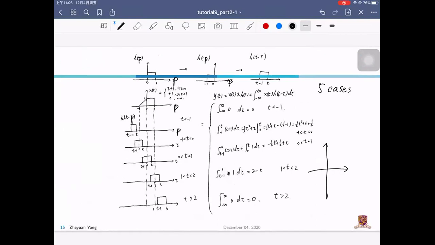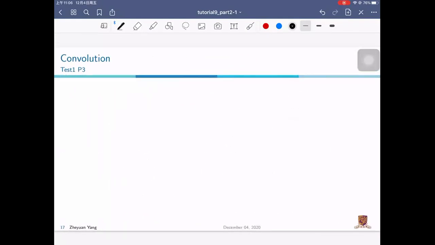you will also have the same from minus 1 to 0. It is 1 over 2 t squared plus t plus 1 over 2. So we have 1 over 2 here. And when t is equal to minus 1, it is 0. And from 1 to 2, we have 2 minus t, so it is 0 here, but when t is equal to 1, it's equal to... Let me check. Never mind.